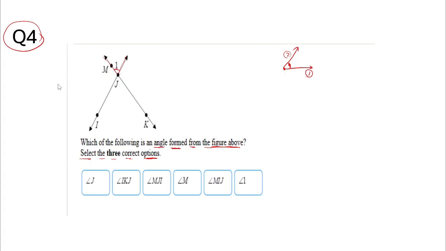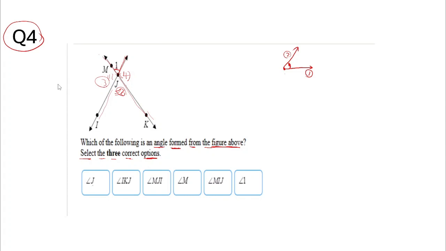I have also the other, GK, which is a ray, and JI is another ray, and so this is another angle. I have here also JM and JI, it's another angle. So let's say this is angle 1, this is angle 2, this is angle 3. Here, this ray with JK, this is another angle. Two rays sharing the same endpoint. So this is 4. So I have 1, 2, 3, 4 angles.